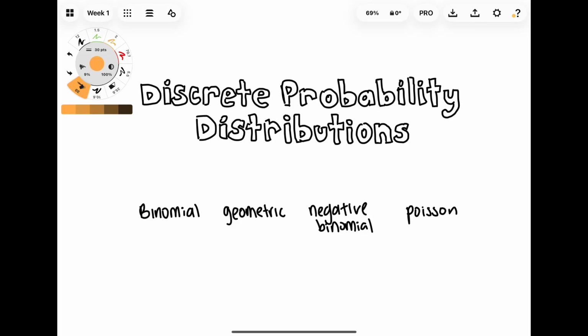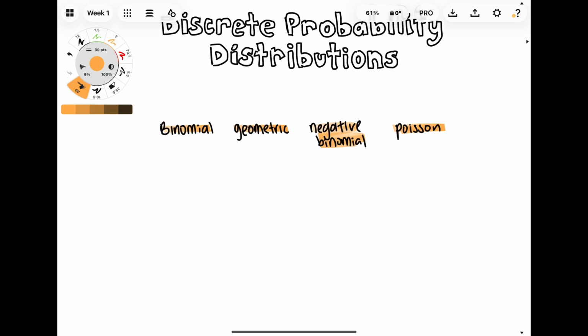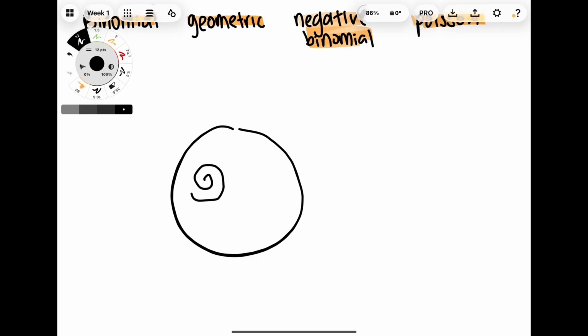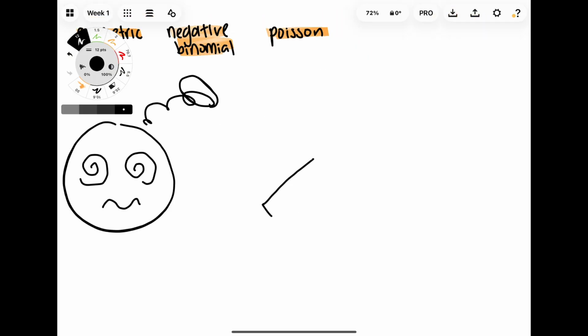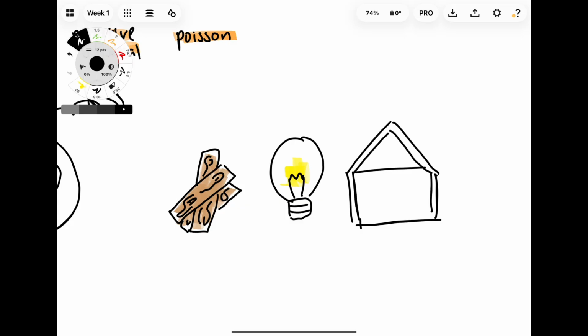Hello everyone, today we're going to look at some of the most common probability distributions: binomial, geometric, negative binomial, and Poisson, and understand how they're actually connected. When I first learned these, I remember feeling completely overwhelmed. They felt like separate formulas that I just had to memorize. But over time, I realized they are connected in a very logical way. And once you see that structure, everything becomes much simpler.